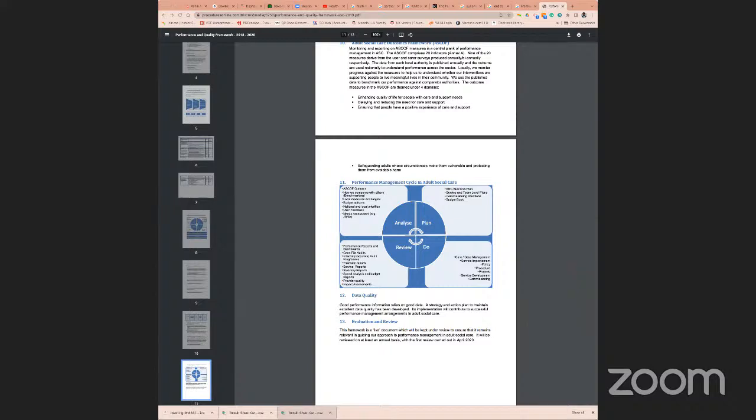So this particular framework then looks at providing this evaluation of the performance management cycle to ensure that partnerships are essentially working within the national health sector.